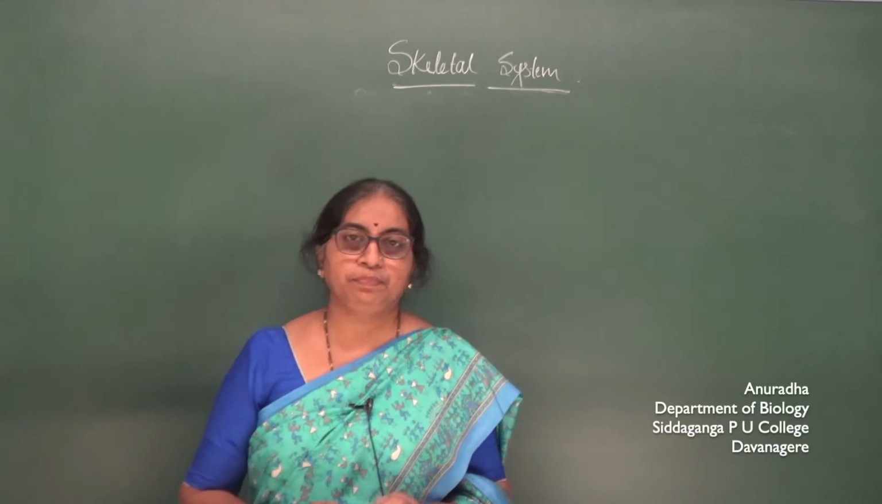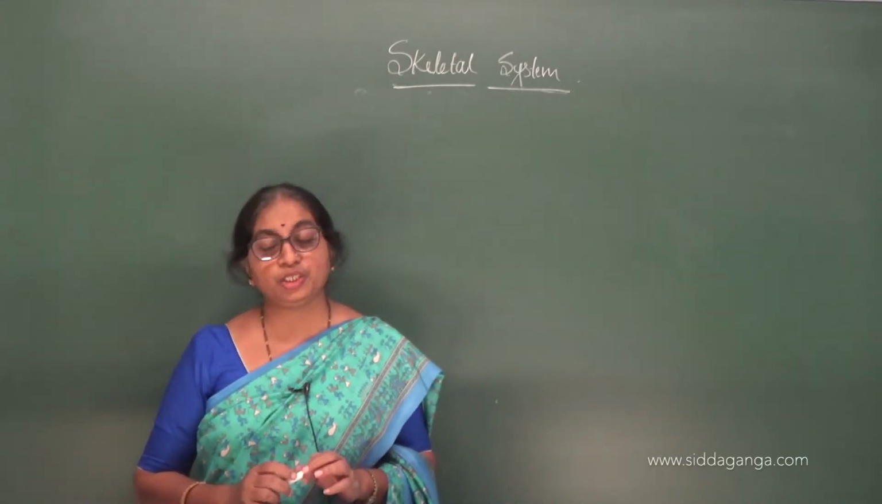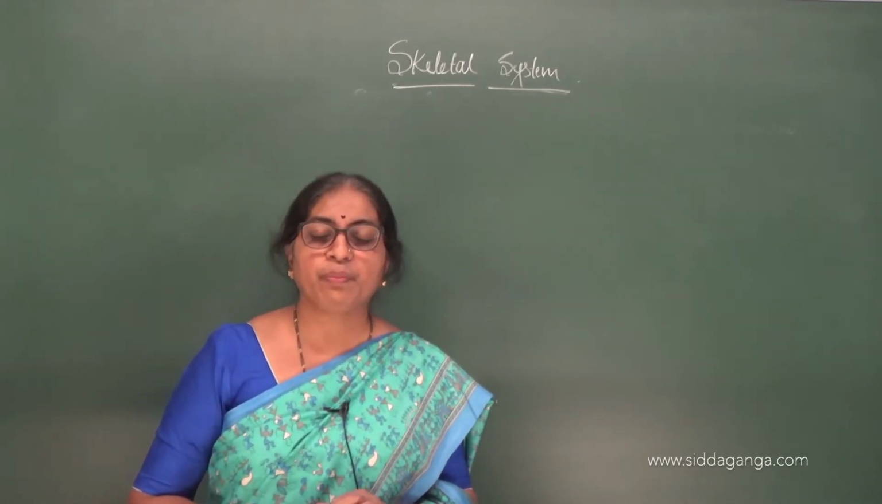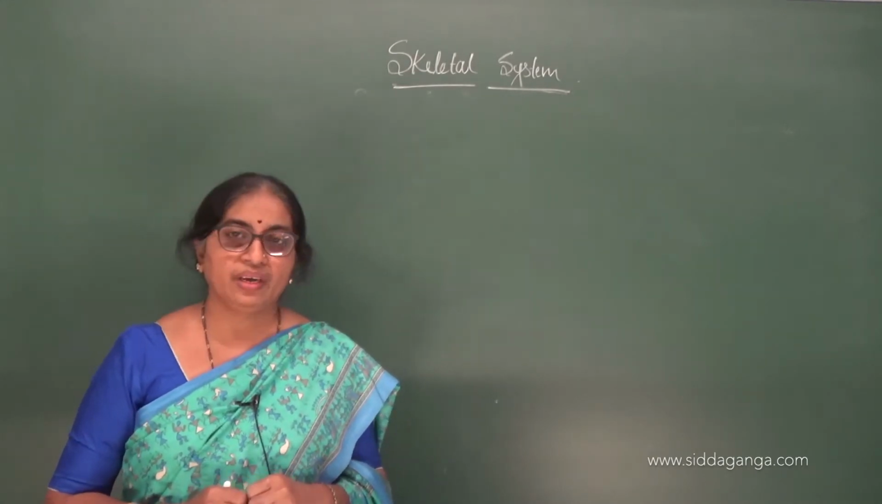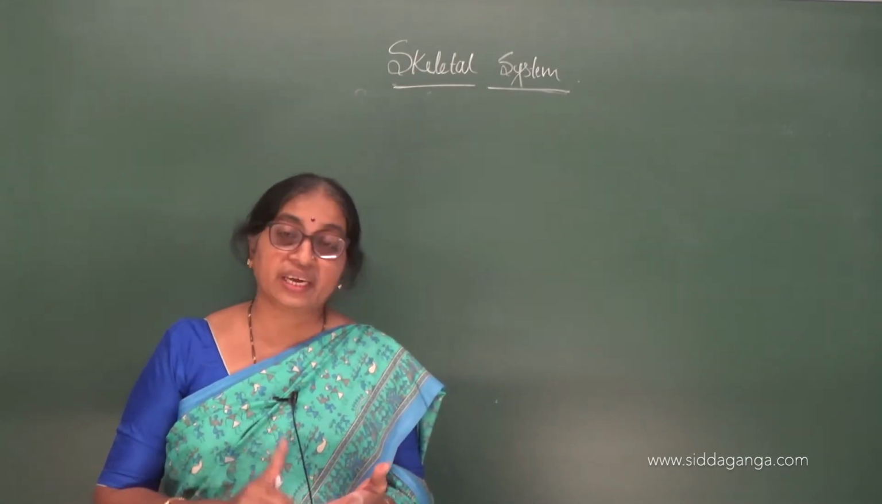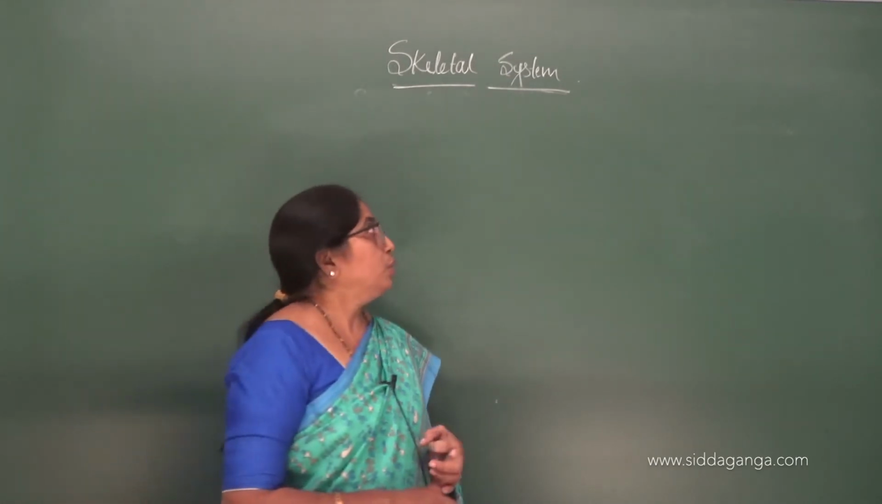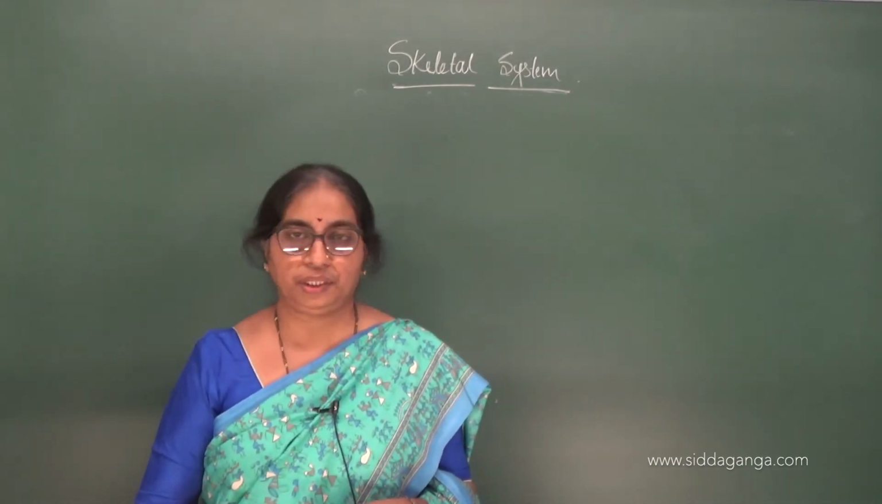Hello everyone. The 20th chapter of first PUC is Locomotion and Movement. Locomotion and movement is brought about by the coordinated activities of three important systems in our body: one is the neural system, the second is the muscular system, and the other is the skeletal system. In this video, we are going to study some aspects of the skeletal system.